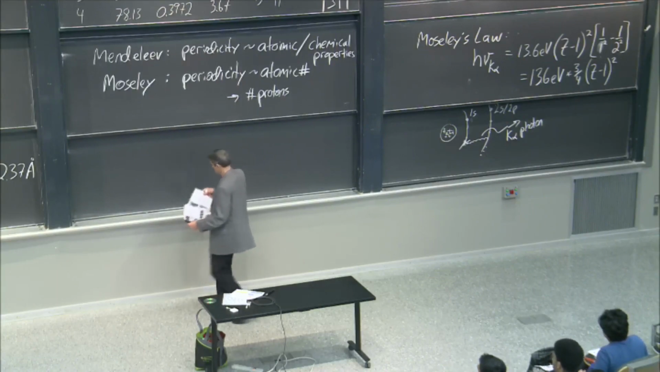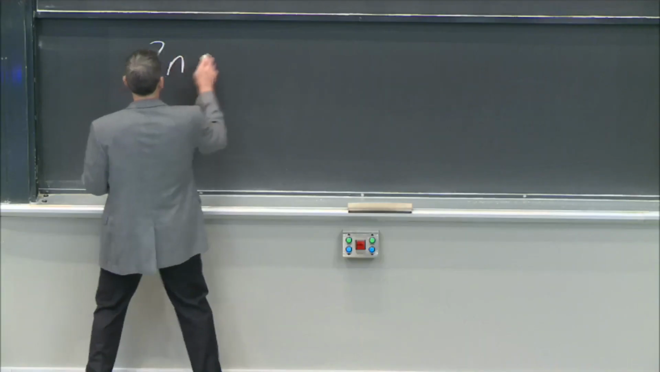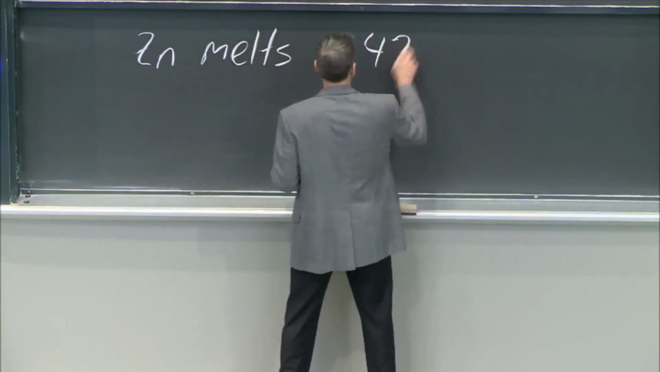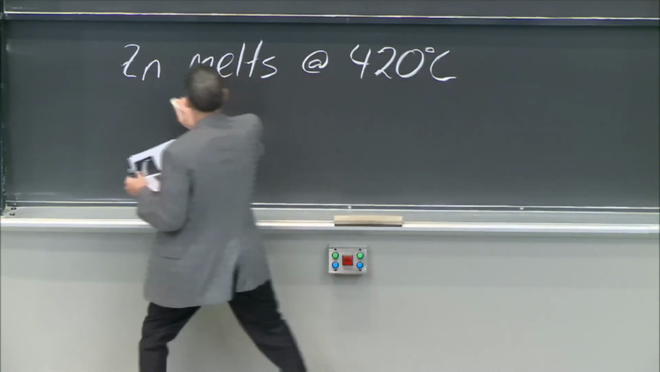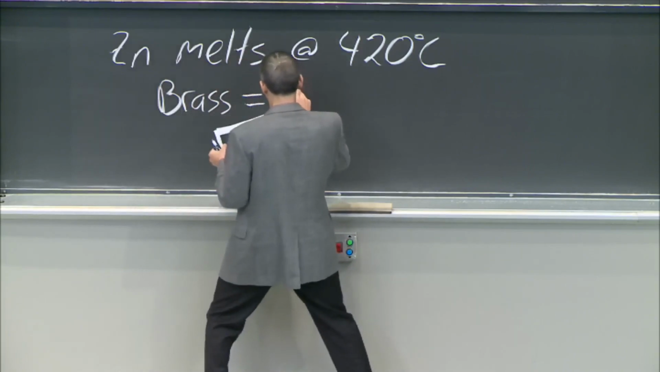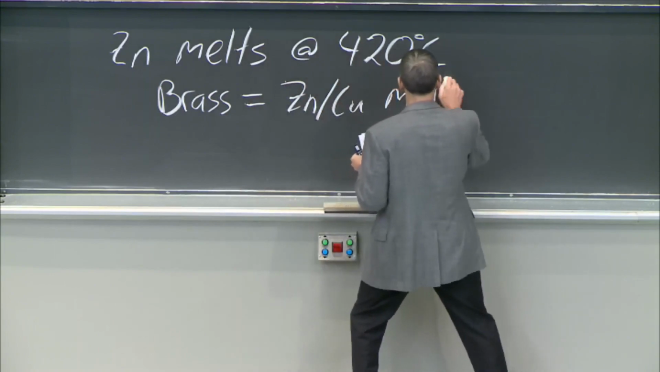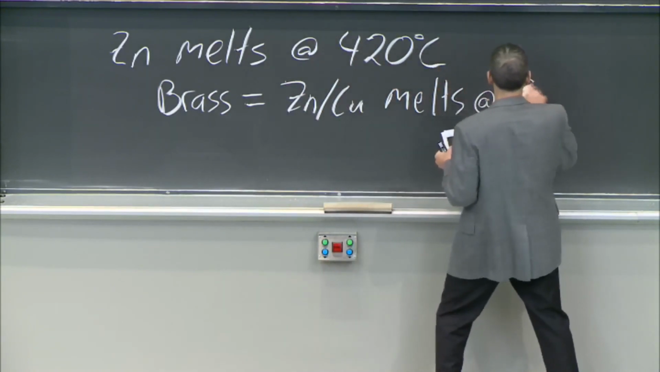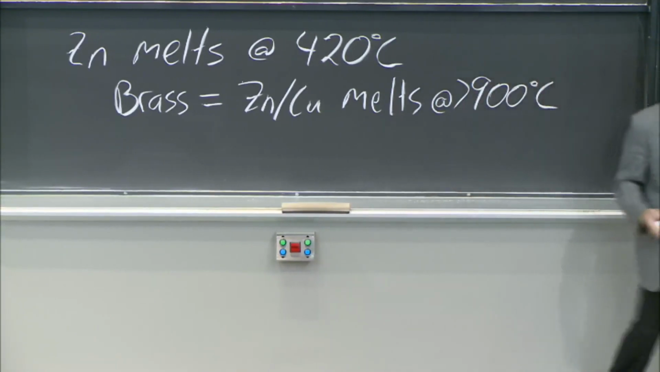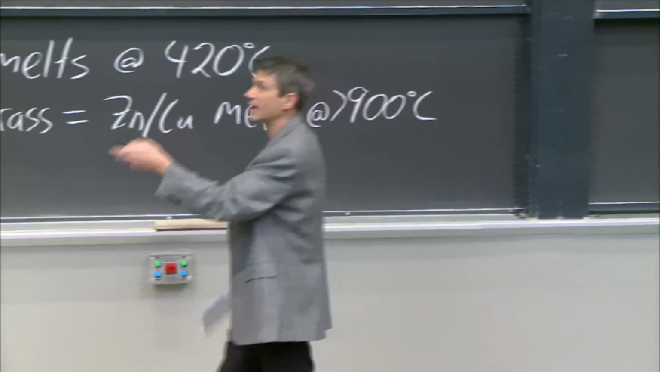Okay, the melting temperature, let's see. Brass. Okay, zinc melts around 420 C. Brass, which equals zinc and copper, melts at around 900 C or more, greater than 900 C. That's a hint, because if we go back to the video, let's go back.